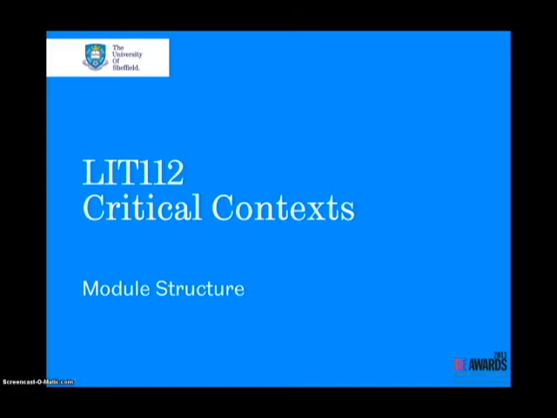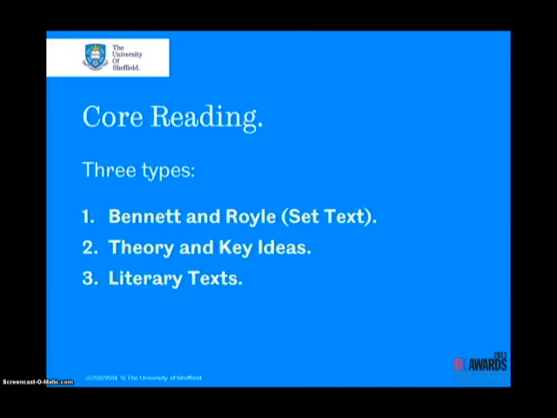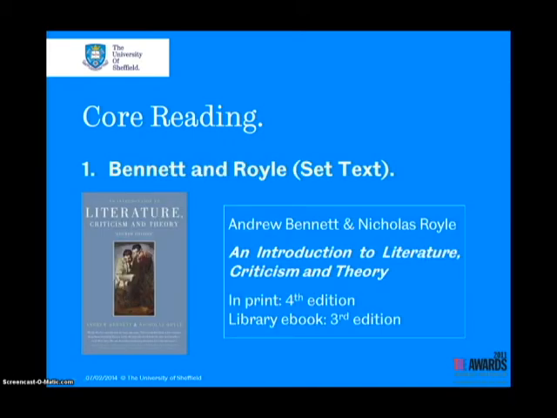This video will provide you with more information about the module structure and the different types of reading you will encounter. There are three types of core reading: the Bennett and Royle set text, essays, chapters and lectures by key theorists and thinkers, and a range of literary texts such as poems and short stories. Your set text for this module is Andrew Bennett and Nicholas Royle's Introduction to Literature, Criticism and Theory.